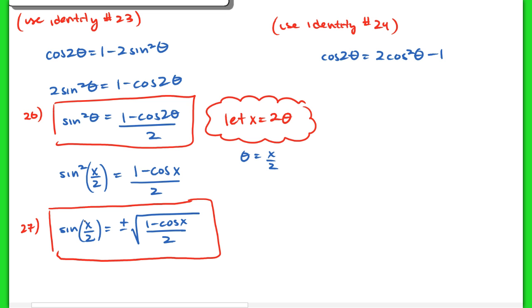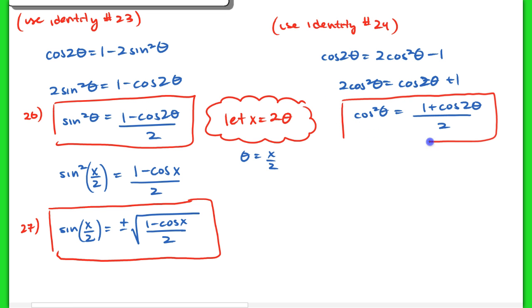So I'm going to start by moving the 1 over, so I end up with 2 cosine squared theta equaling cosine 2 theta plus 1. Divide by 2, so I have cosine squared theta equals cosine 2 theta plus 1 over 2. I think in our textbook, though, we have that written as 1 plus cosine 2 theta, so I'm just going to switch the order here. So 1 plus cosine 2 theta over 2. You definitely don't have to do that. All right, that looks really similar to what we did on the left-hand side for identity 26. This is actually another equivalent form of our double angle formula, and I'm going to call that number 28.